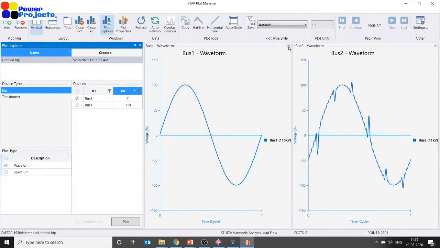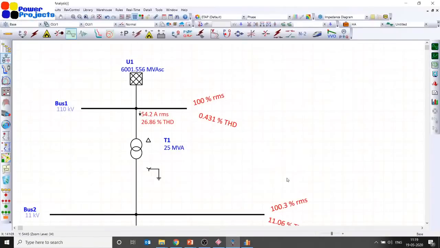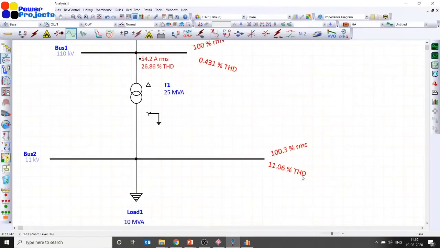Yes, bus 2 is here. Now you can understand this is definitely not a sinusoidal. That is because the total harmonic distortion at bus 2 is 11.06 percent. But you need not really worry about this to meet IEEE 519 requirements, because IEEE 519 talks about total harmonic distortion at the point of coupling.